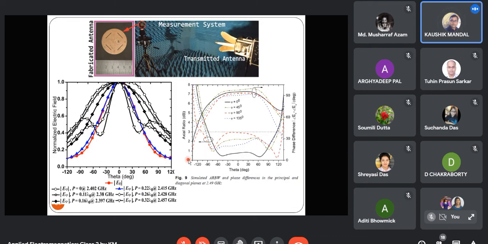Or if you plot the axial ratio value for different values of theta and for different values of frequency, and if the corresponding plot is tending towards 0, that means it is tending to pure circular polarization. In that case, if you consider this particular black plot, the axial ratio is more or less near 0. That means this particular plot is more purely circularly polarized compared to the other plots.